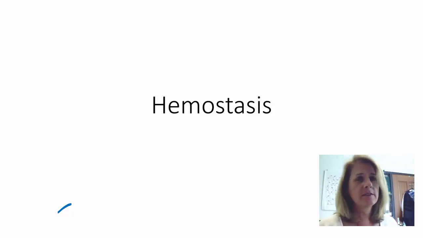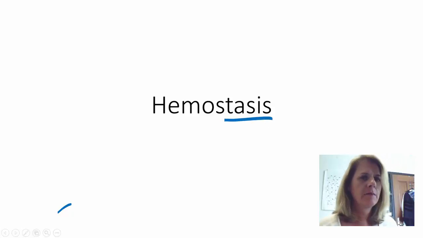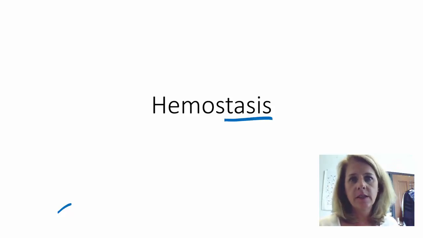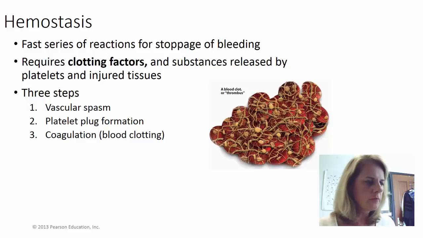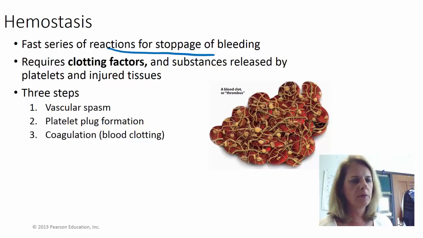So hemostasis, not homeostasis. Hemo meaning blood, and stasis kind of means to stop or to stabilize. So homeostasis is to stabilize the body. Hemostasis is to stabilize bleeding. And hemostasis is fast. It's a fast set of reactions that will stop bleeding.